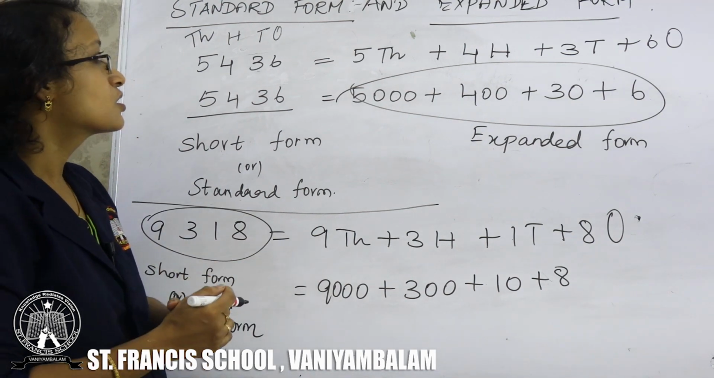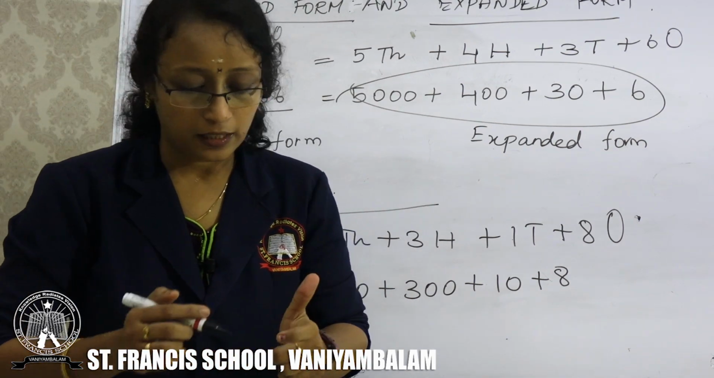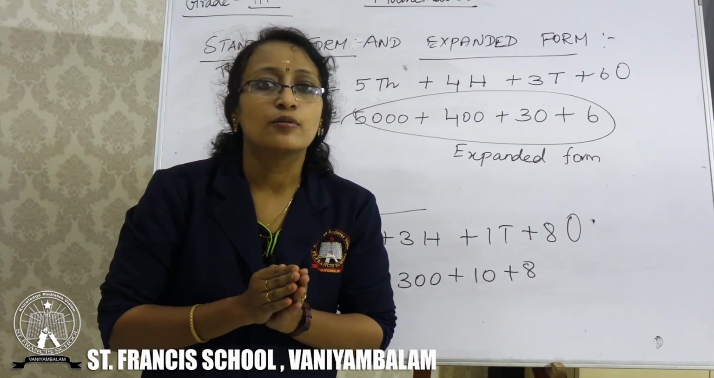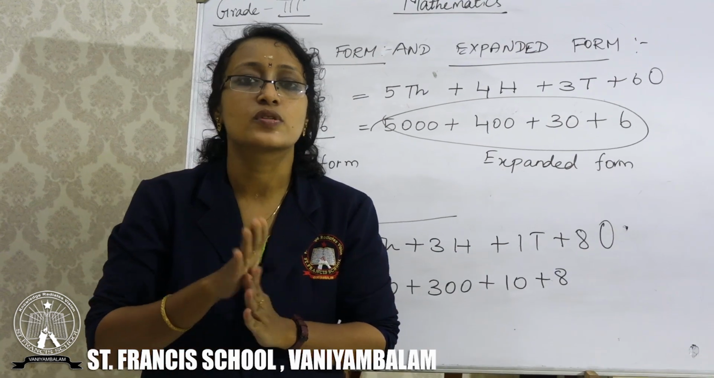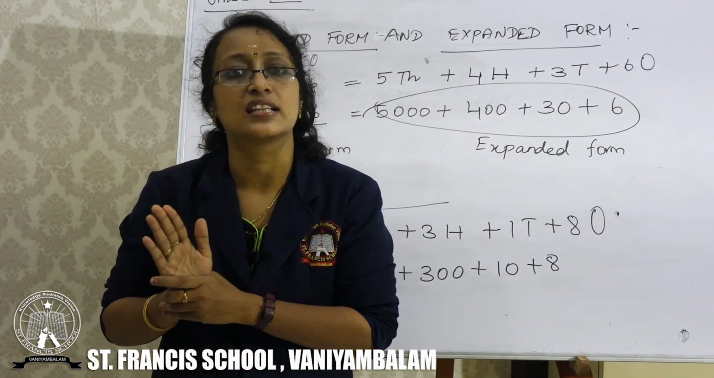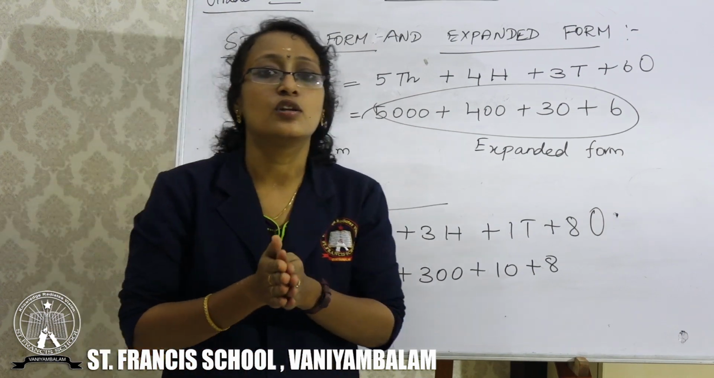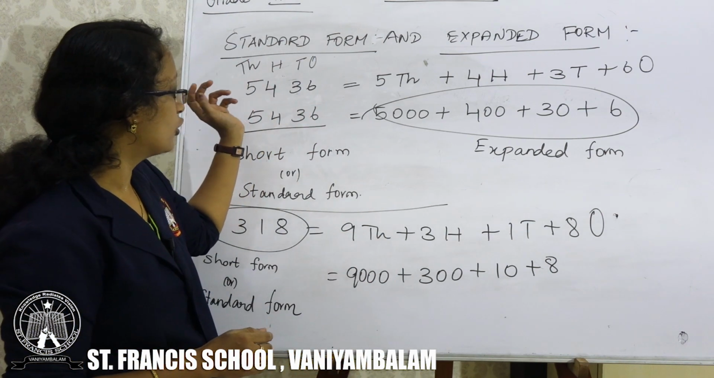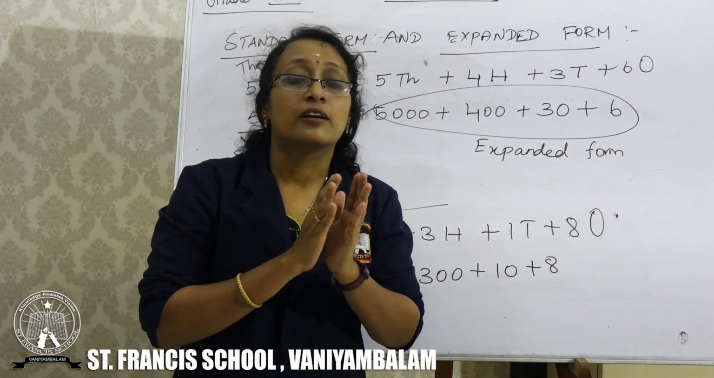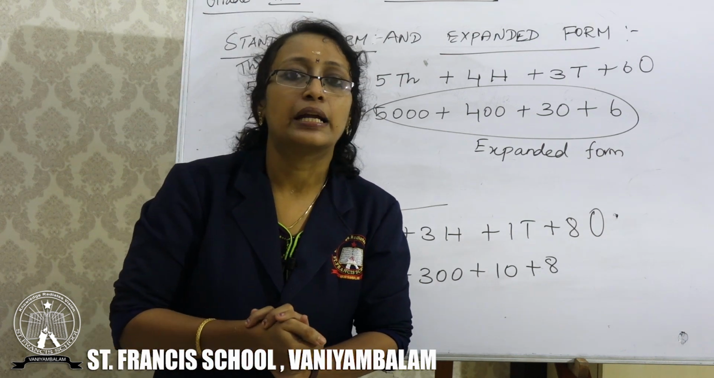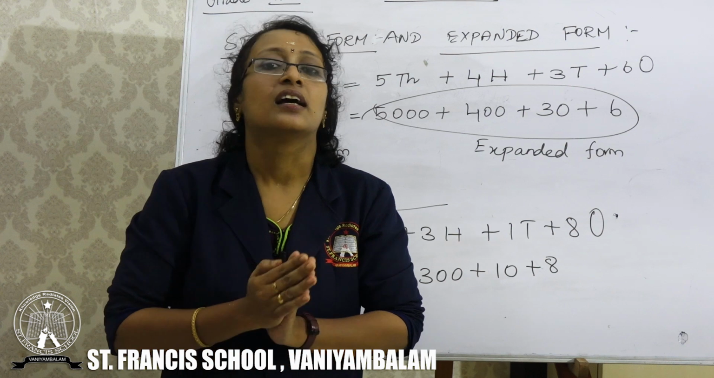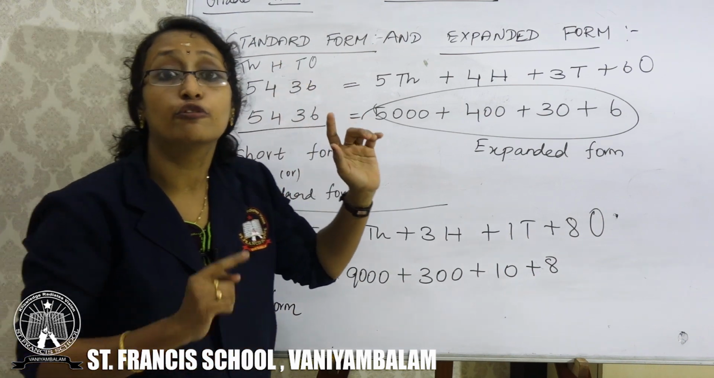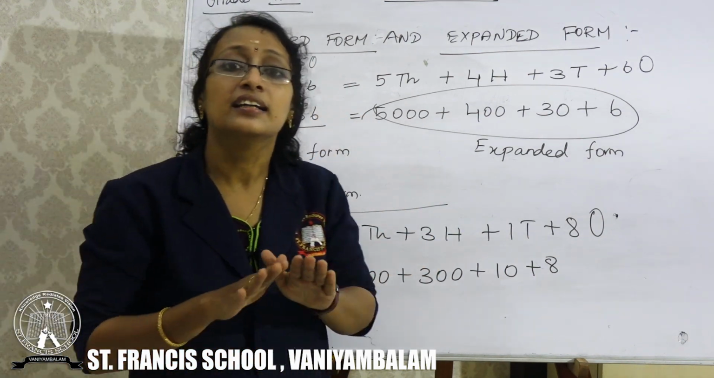Got it? So what are the topics we learned today? Our topics are face value and place value. Face value means the value of the digit. When you see your face in the mirror, you will see the face only. So the value of the digit is the digit itself. What is the place value? Place value means the value of the digit multiplied by the value of the place. That is, what is the face value and place value of 3? Here the face value of 3 is 3.